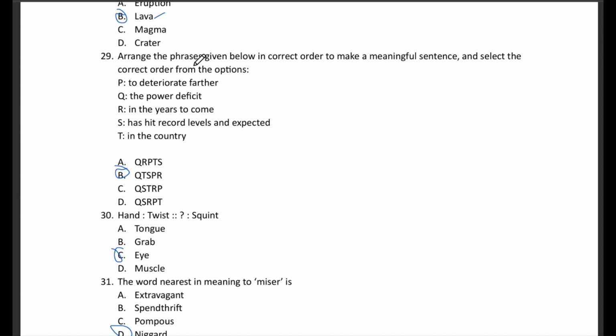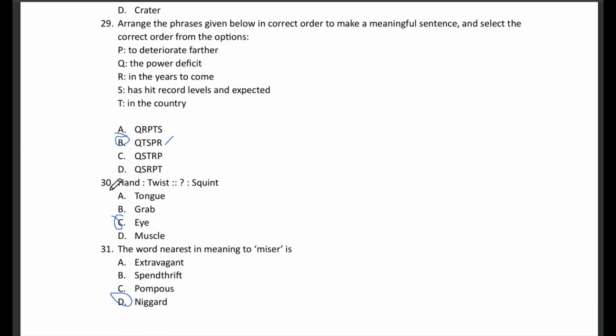Here, we need to arrange the phrases given below in the correct order to make a meaningful sentence. P. To deteriorate farther. Q. The power deficit. R. In the years to come. S. Has hit record levels and. T. Is expected in the country. The options are QRPTS, QTSPR, QSTRP, or QSRPT. The correct answer here is option B, QTSPR. The correct sentence is, the power deficit in the country has hit record levels and is expected to deteriorate farther in the years to come. Let's look at question 30.